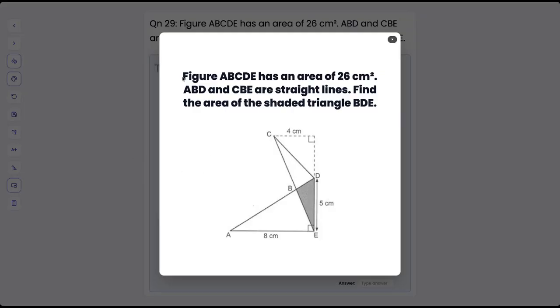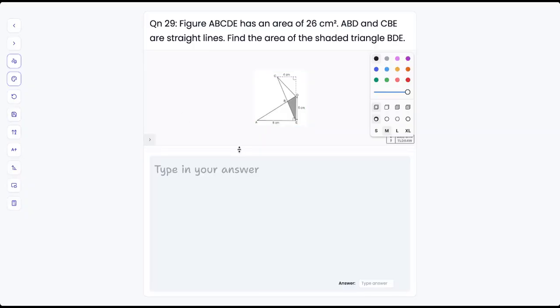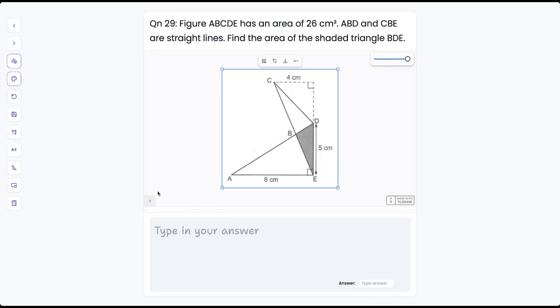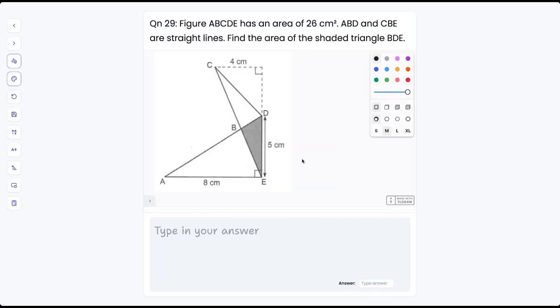Question 29. Figure ABCDE has an area of 26 centimeters square. ABD and CBE are straight lines. Find the area of the shaded triangle BDE. Okay, so let's look closely over here. How do we get the shaded area?